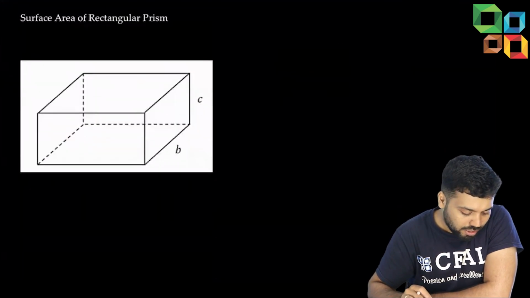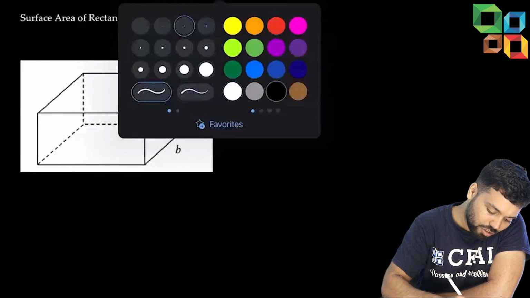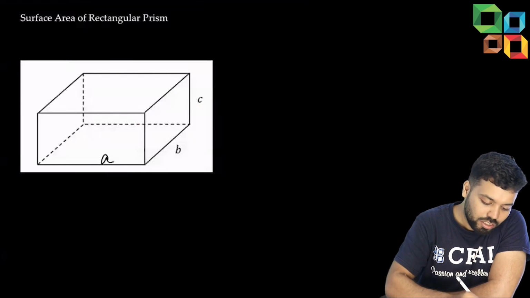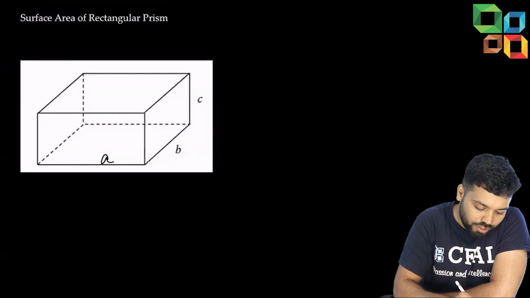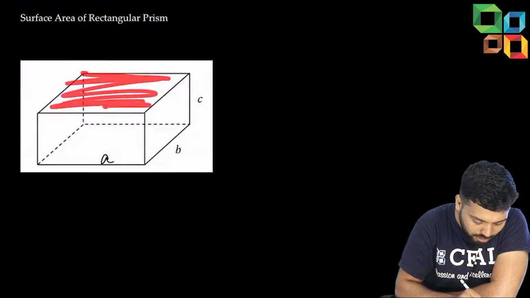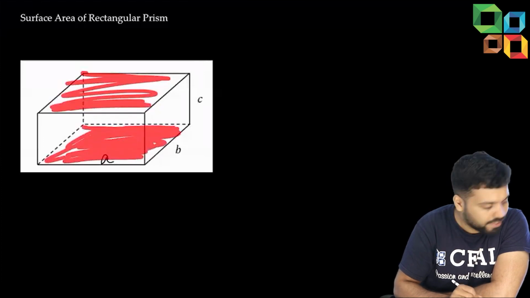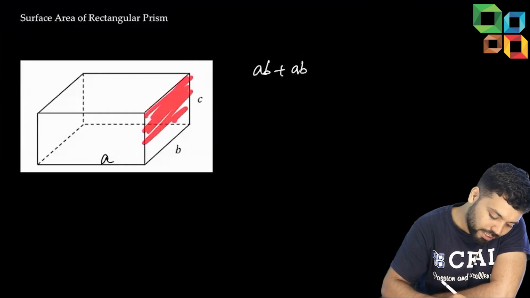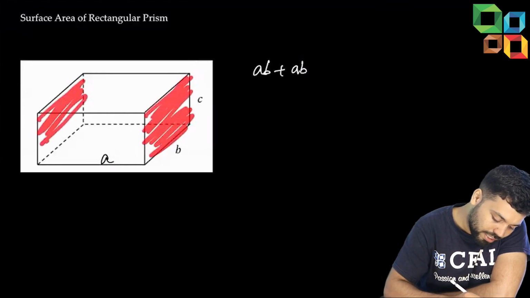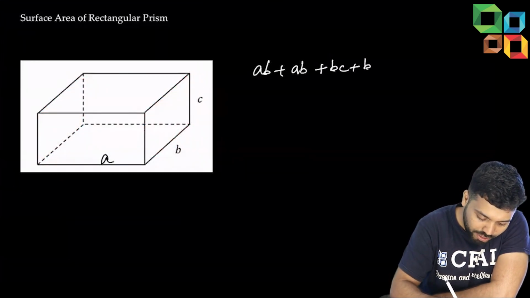What next? Surface area of a rectangular prism. So this side length is missing here, so I'll put this as A. So what is the surface area of a rectangular prism? If you can see here, this area and this area, they have same areas, correct? So it will be AB plus AB. Similarly, if you see the rightmost side and the leftmost side, consider this as a box, even they have same area. We have BC plus BC.